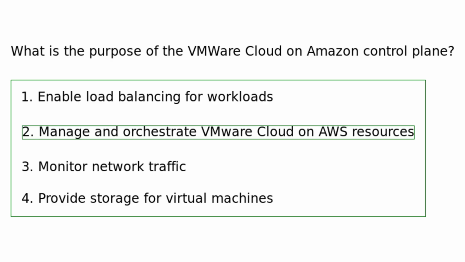The VMware Cloud on AWS control plane is responsible for managing and orchestrating the VMware Cloud on AWS resources, such as clusters, hosts, and virtual machines.